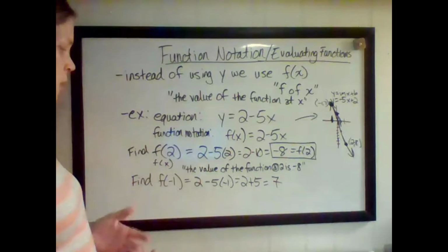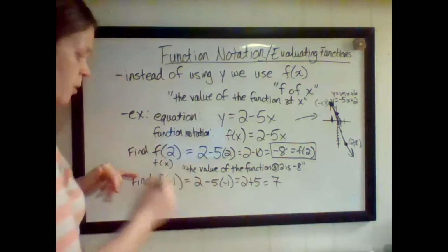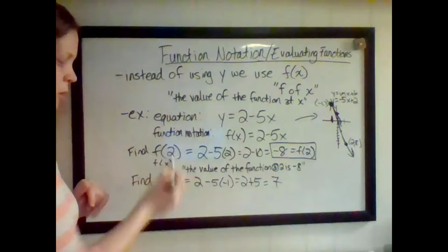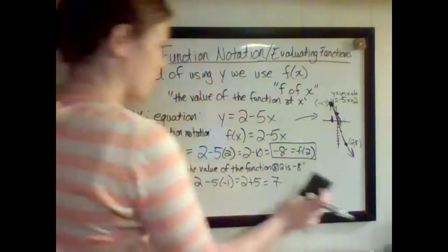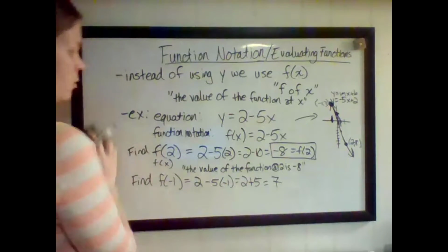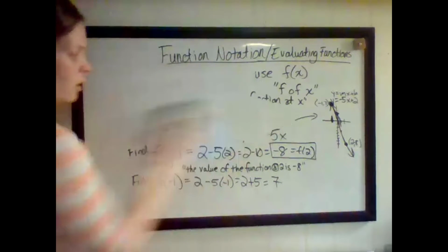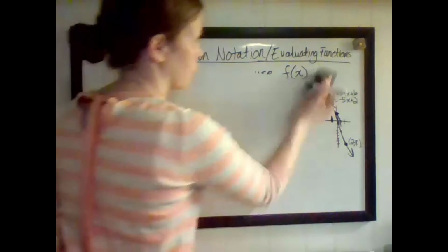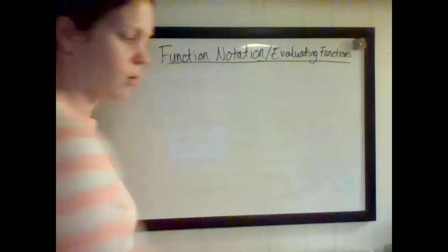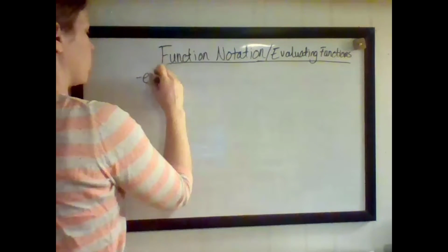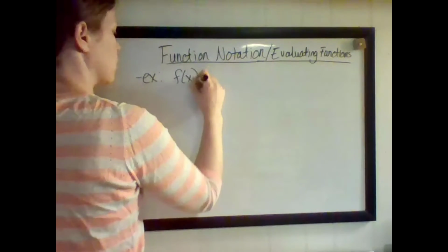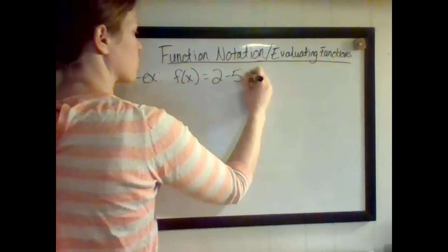Okay, let's go a step further. Here I just plugged in numbers. I evaluated the function with these numbers. Now we're going to keep using that same function, so let me rewrite that. Continuing with our example, f of x is 2 minus 5x.